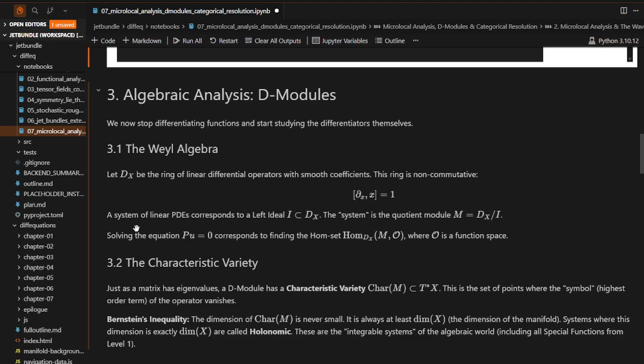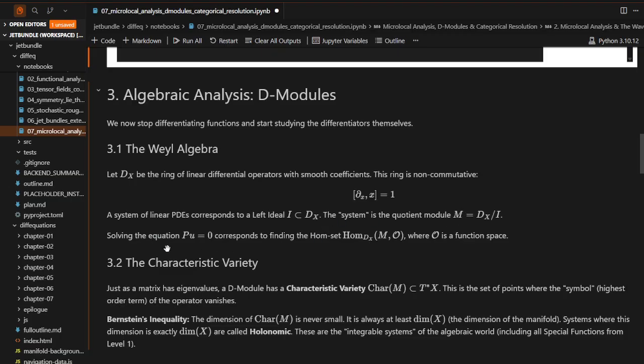A linear PDE system, of course. Actually, I don't even know if I covered that in the initial conditions. Correct me if I didn't. Okay, but a linear partial differential equation system is a left ideal. Okay, it is said to be a left ideal of the D module. And the module itself, or the system, is the quotient module of the D ring of the differential operators, quotiented by the ideal. All right. So that basically means that we're going to encode the system within some module M.